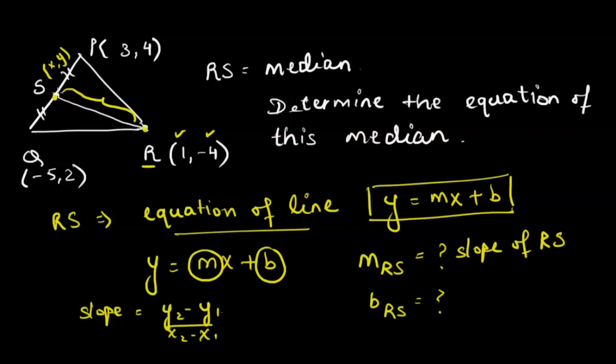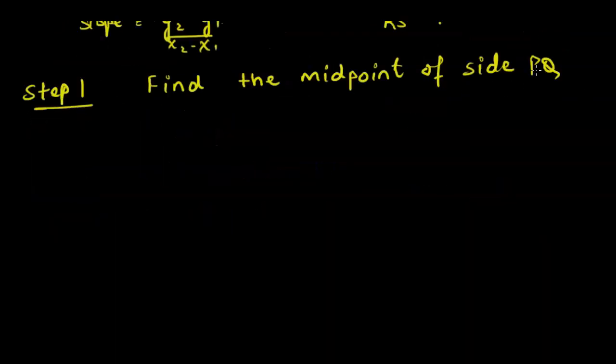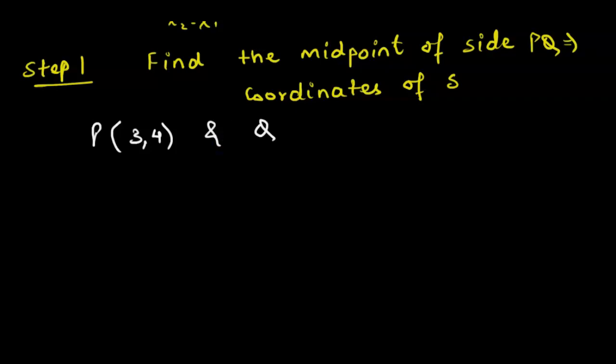And how do we get it? We notice that this point is right in the middle of Q and P. Therefore, in order to determine the equation of the median, the first step is to apply the midpoint formula for the side where the median meets. So step number 1 is to find the midpoint of side PQ, because the midpoint of side PQ is going to give us the coordinates of point S. Now to find this midpoint, that is point S, we will use the coordinates of point P and the coordinates of point Q and apply the midpoint formula. So we know P is 3, 4 and point Q is given as -5, 2.